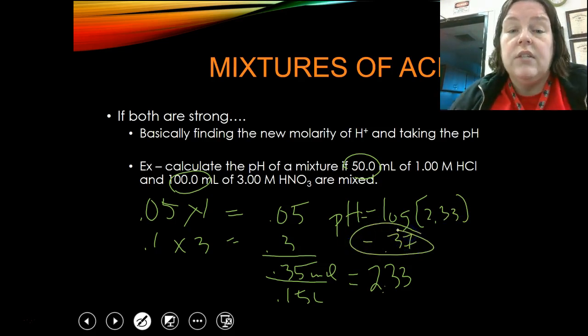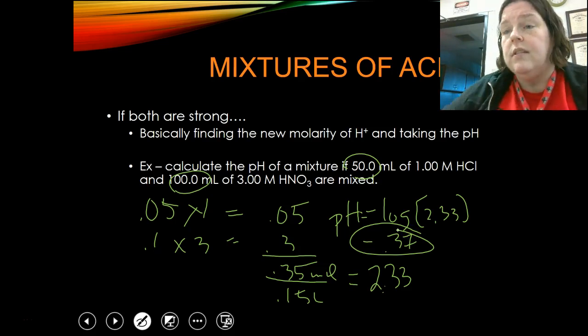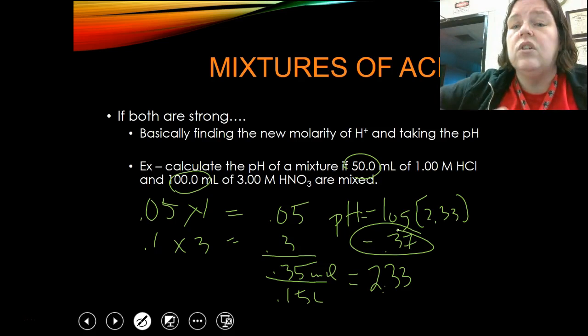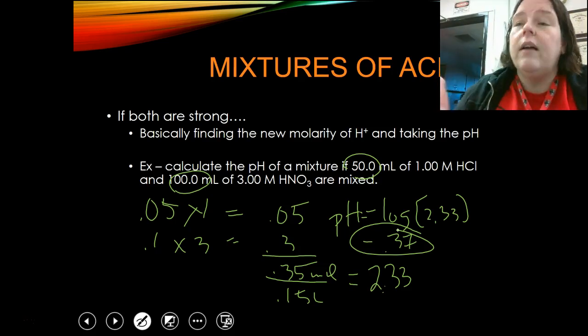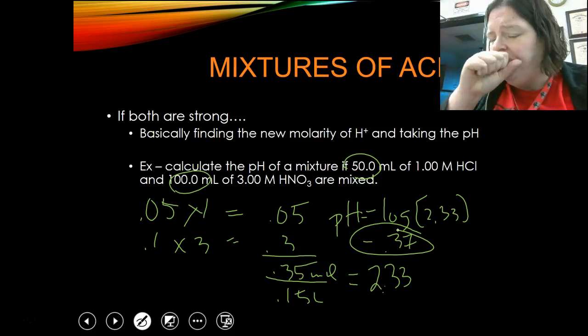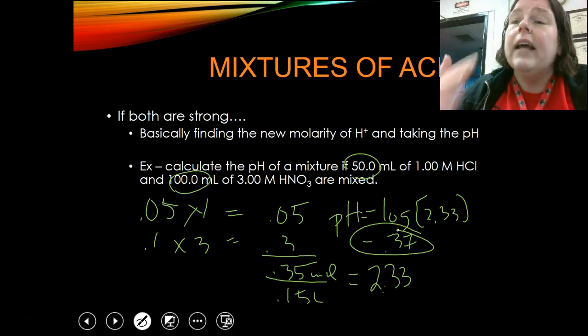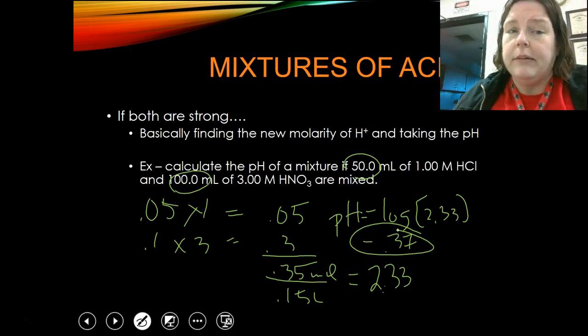Okay, so I just find the new molarity of H using the amount of stuff that I have, find the number of moles of H, then add them all together, divide by the total volume to get the new molarity, and then you calculate pH from that. So if they're both strong, that's how you do that.